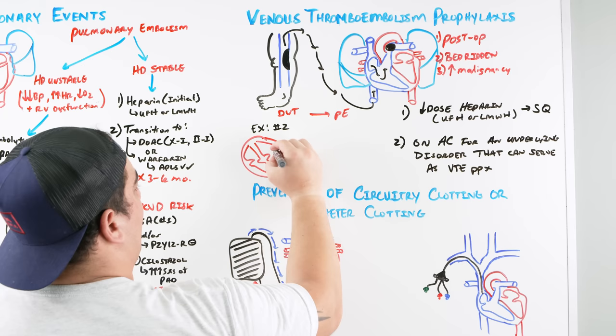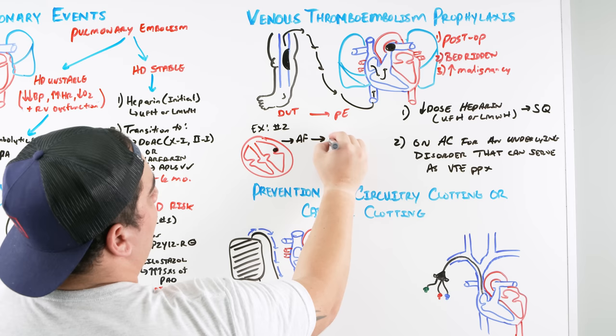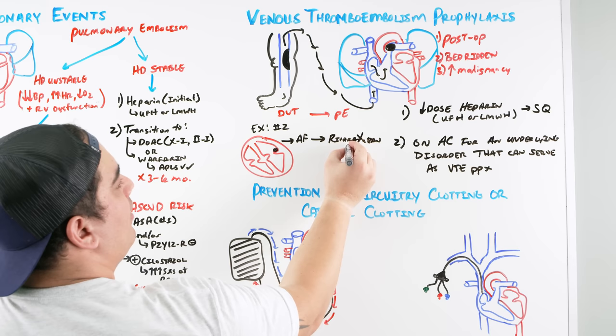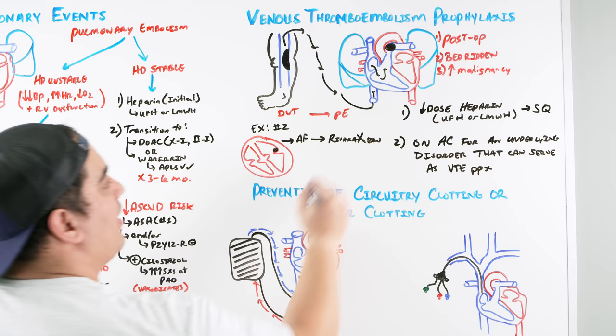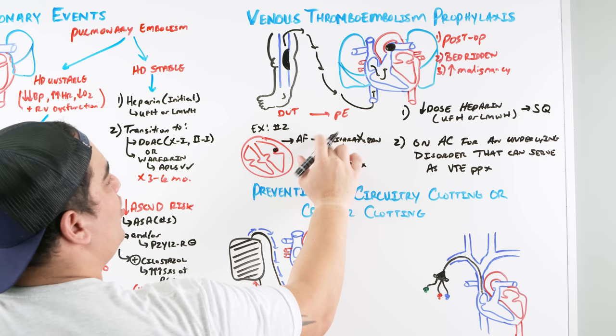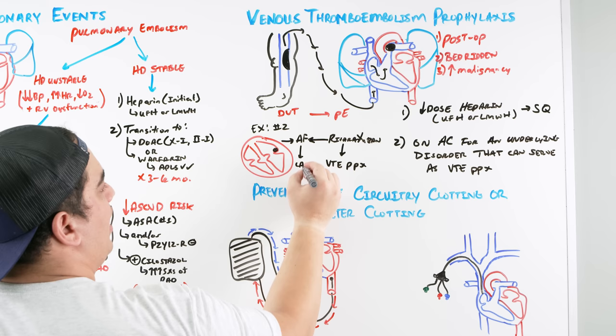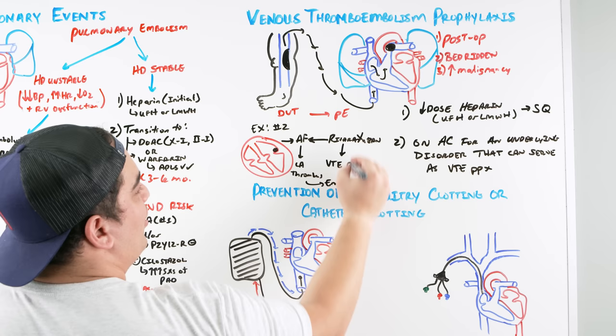So if they have AFib, they're going to be on, let's say, rivaroxaban, which is one of those 10A inhibitors, okay? Rivaroxaban is particularly used to prevent left atrial thrombus. But on top of that, you'll also get VTE prophylaxis from it. So you're going to get two benefits: atrial fibrillation coverage to prevent a left atrial thrombus and subsequent emboli, but you also cover VTE prophylaxis to prevent DVTs and subsequently PEs. So that's a pretty cool concept to remember.